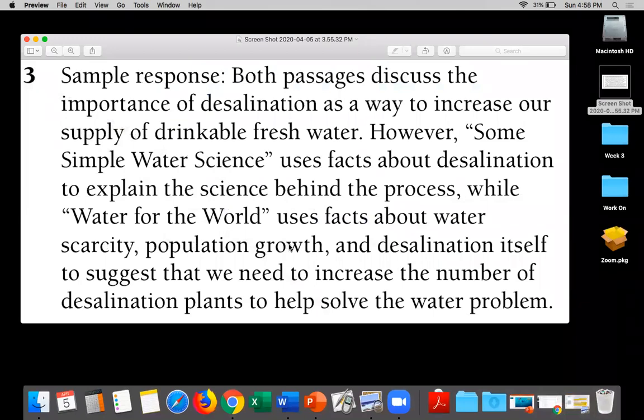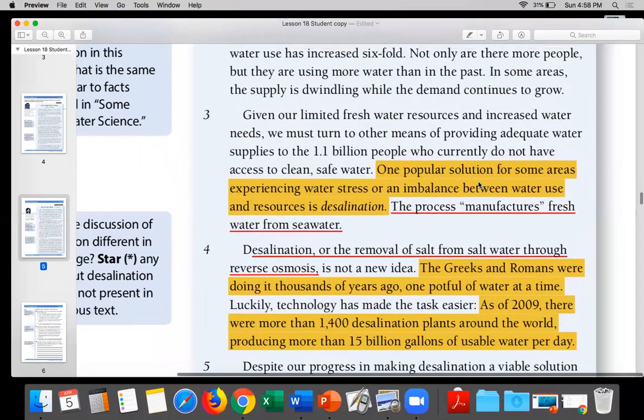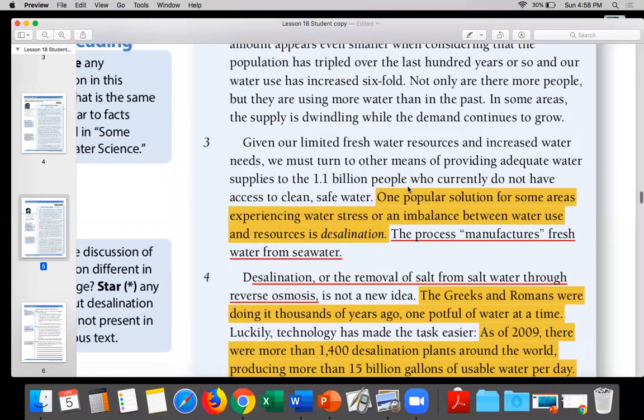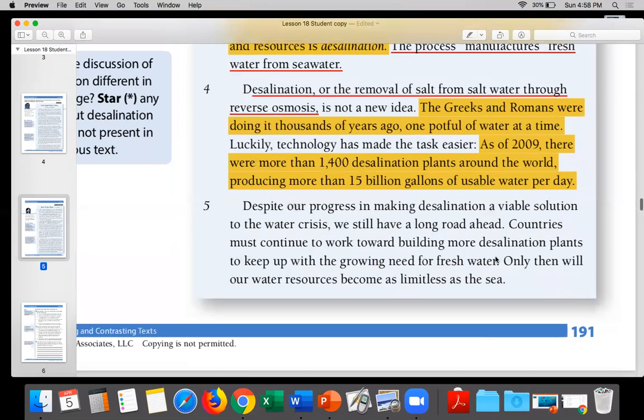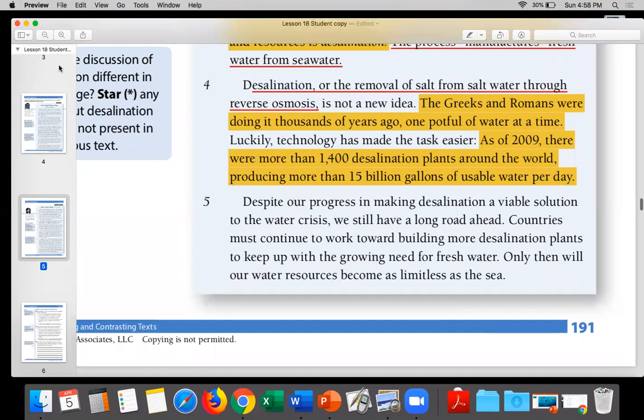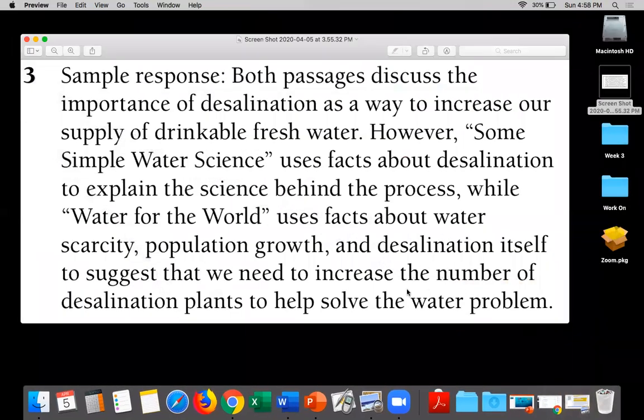What else were we talking about? Water scarcity, population growth, desalination itself. So it talks about desalination being a popular solution. They've been using this since thousands of years ago. There's plants all around the world, but we need more. Okay, I'm going to move on.